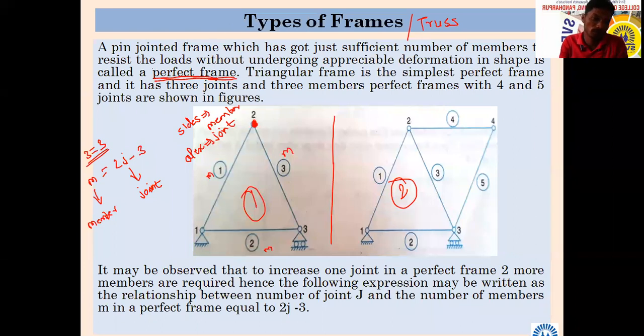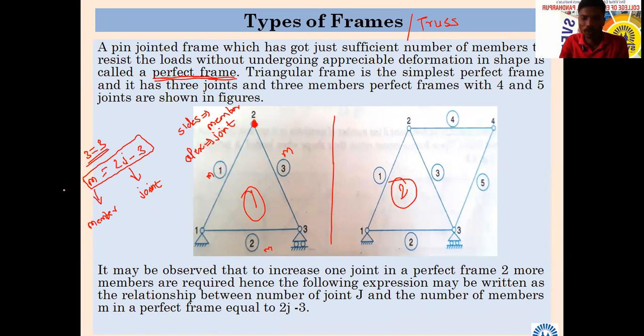This is a standard formula, so you should know it. In a multiple choice question also it may be asked. M is equal to 2j minus 3. M stands for what? Member. And J stands for joints. Okay, so perfect frame we have seen. Next, have you understood the difference between member and joint? Yes sir. Okay, next.